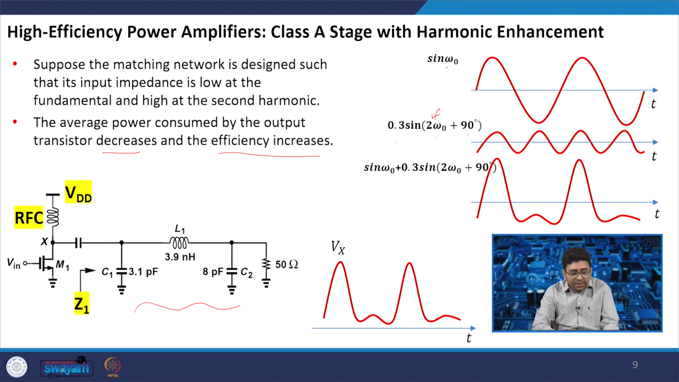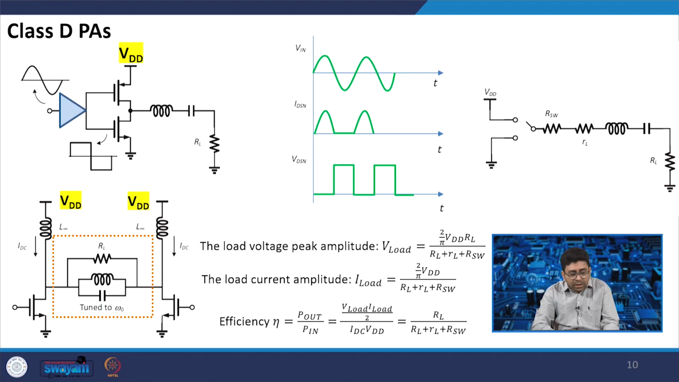There is another class which is defined as class D. D means digital also. This is a basic inverter configuration, where during the positive cycle it will charge and during the negative cycle it will discharge. So IDSN will look like this, and VDSN is more like a switch. And this is an inverter.